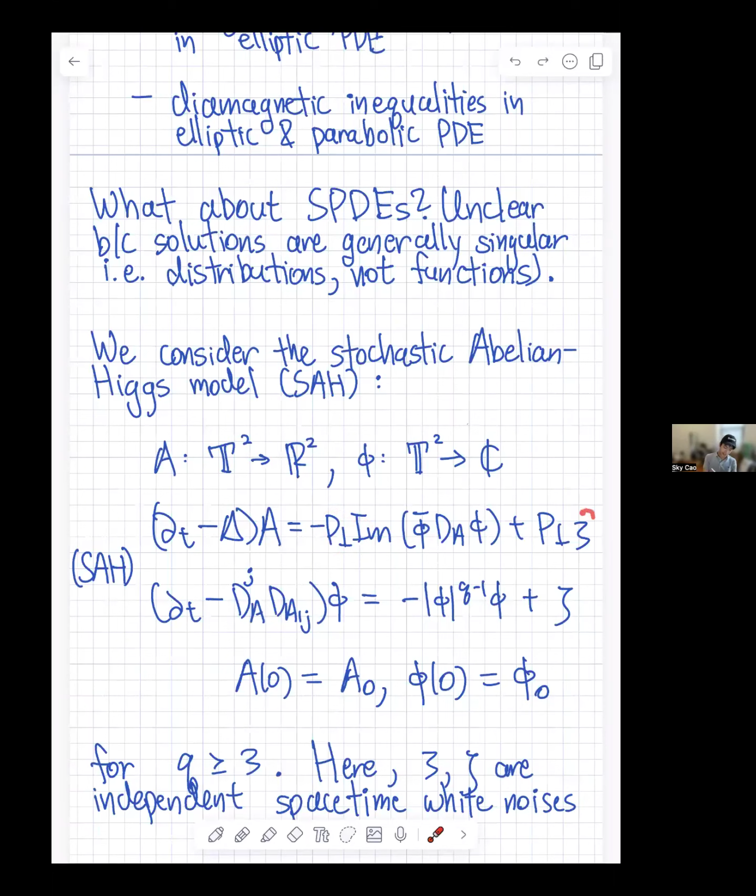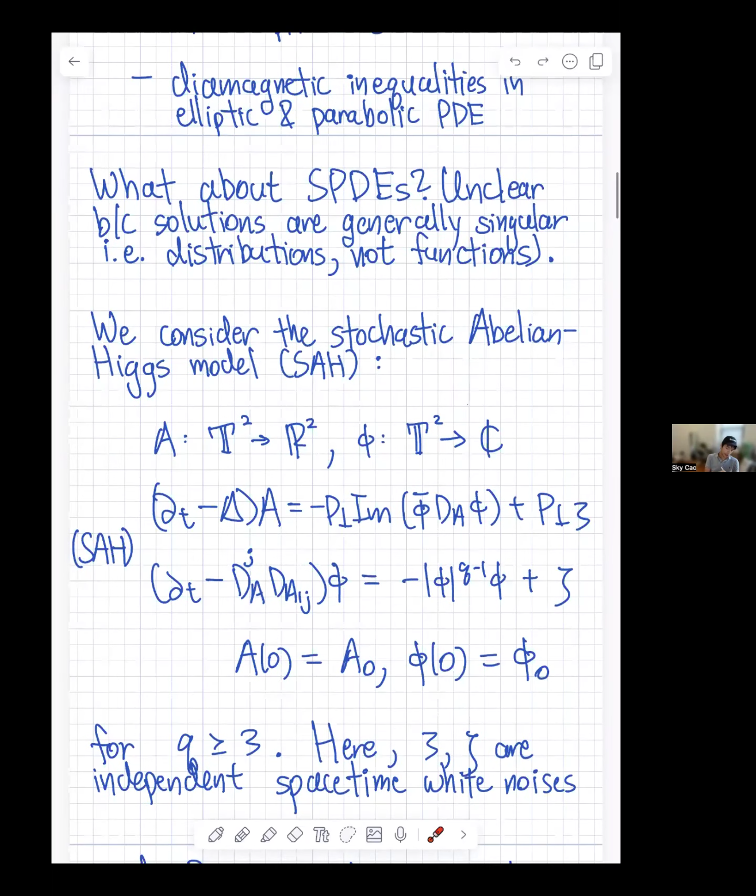And then we have the stochastic forcing psi, also projected. And psi is supposed to be a space-time white noise. It's going to be an R2 valued space-time white noise because A is R2 valued. So that's the A equation. Again, the nonlinearity basically looks like phi bar dA phi, so it has this derivative inside it.